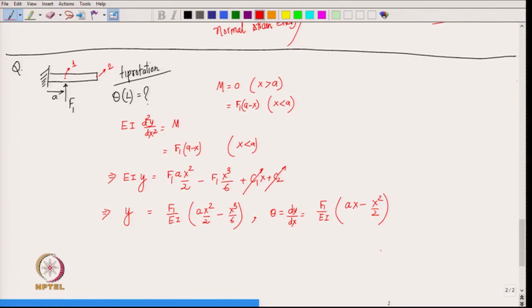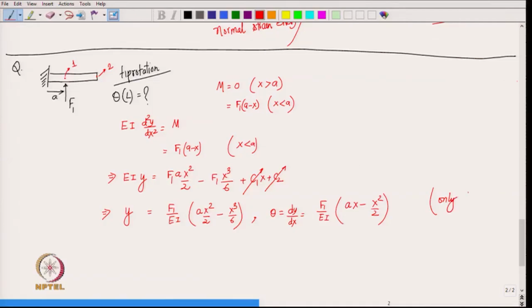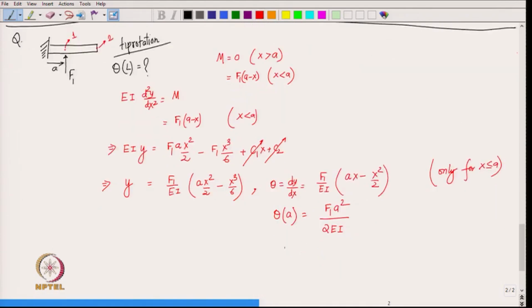But you have to remember that this formula holds only when x is less than or equal to a. So, what is the theta when x is equal to a? You simply substitute x equal to a, and we have F1 a square divided by 2 E I. Okay, so that is theta of a, but what about theta of L?